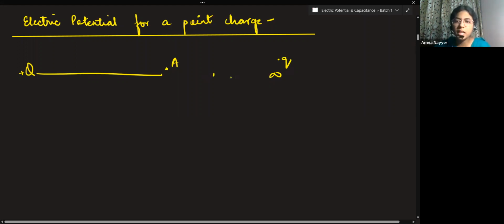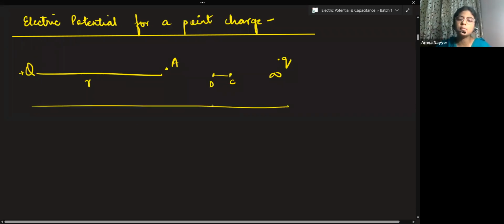Now in between, I take a very small portion. From infinity to A, this charge is being brought up. Let's say this point is C, this point is D. Let's name a few things. Let's say this is small r. Take the separation of capital Q and small q as x, and the very small portion that I have driven in between is dx. Now see, both of them are positive: plus small q is positive and plus capital Q is positive.